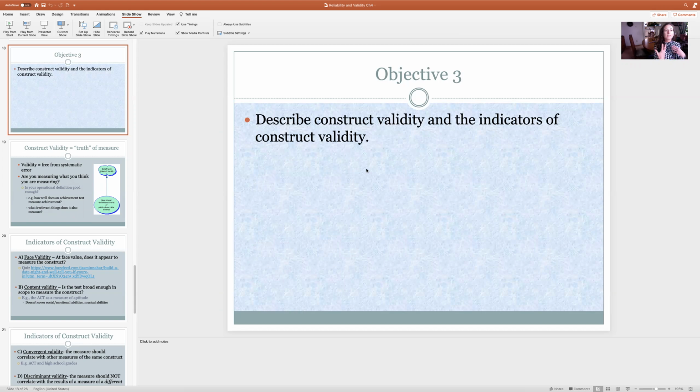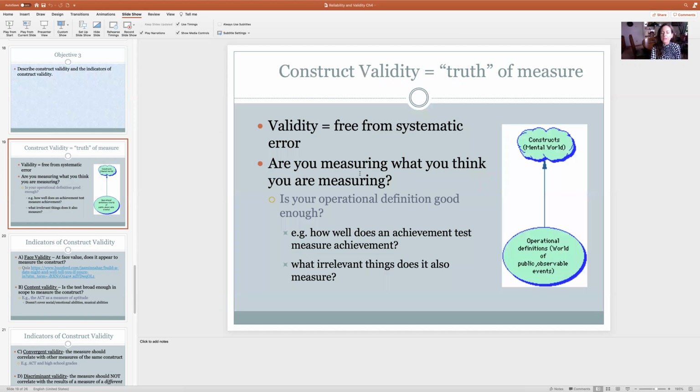That is the validity of the construct that you're measuring. Construct validity is kind of the truth of the measure, valid meaning true. It is the degree to which the measure is free from systematic error. For example, are you measuring what you think you're measuring? Are you measuring ACT score, or are you measuring test anxiety? They can say your score is ACT score, but if they're measuring test anxiety, then they're measuring a whole different thing.